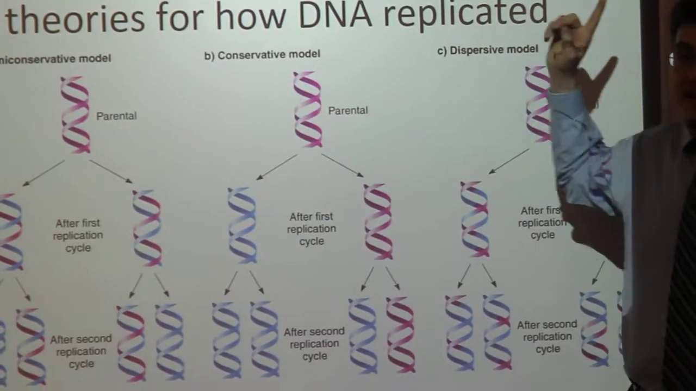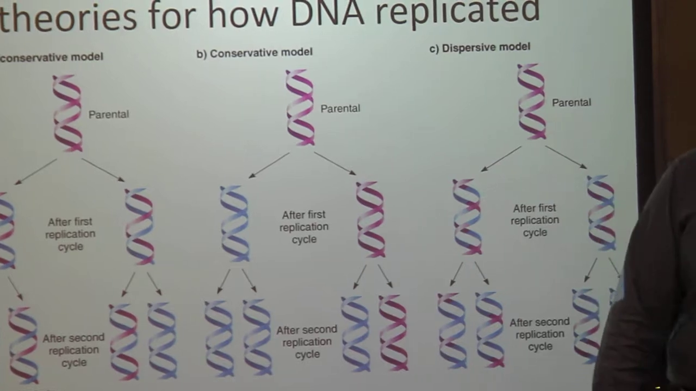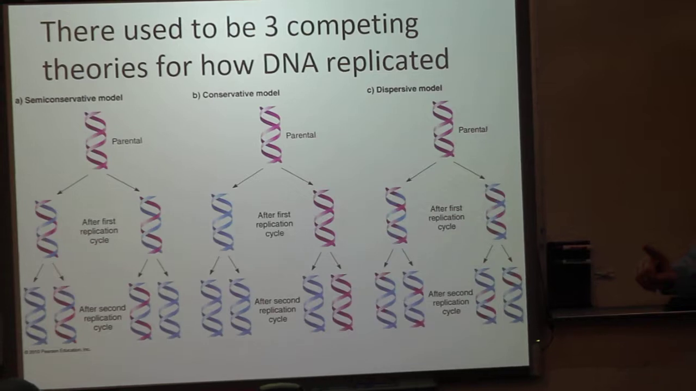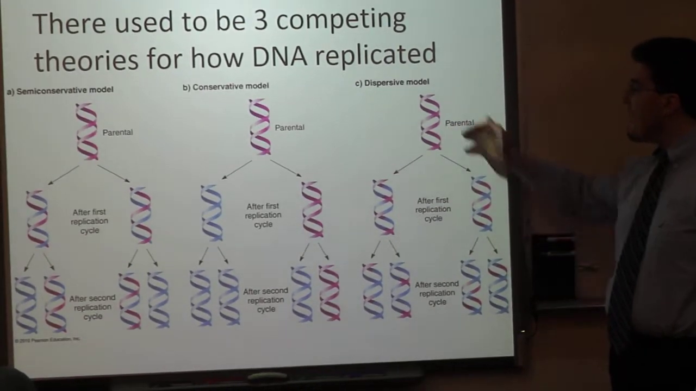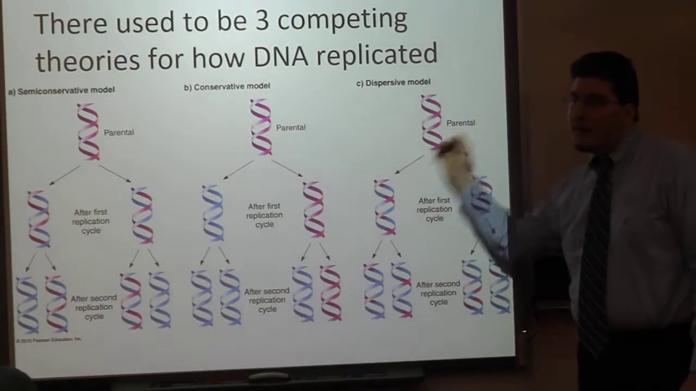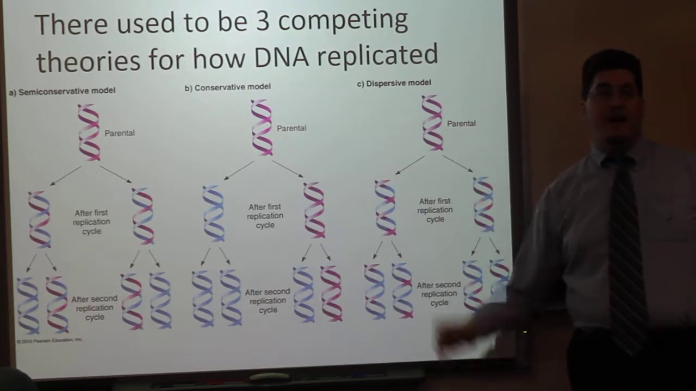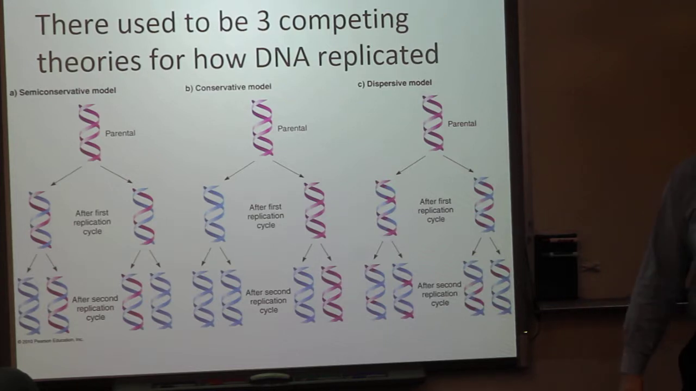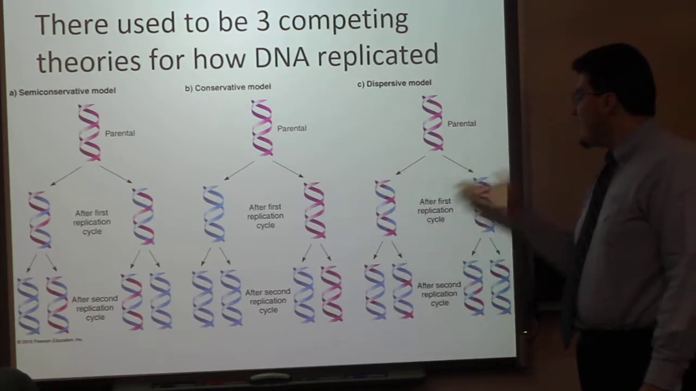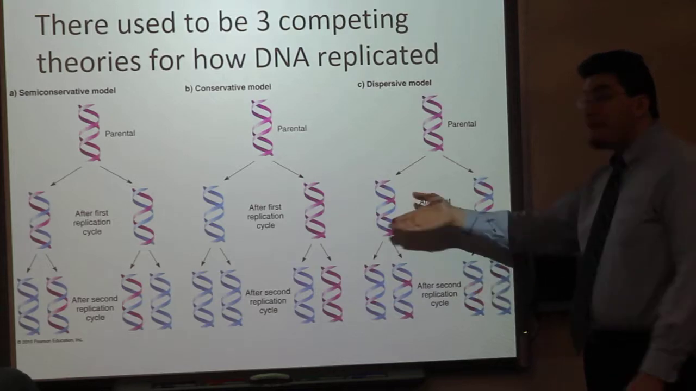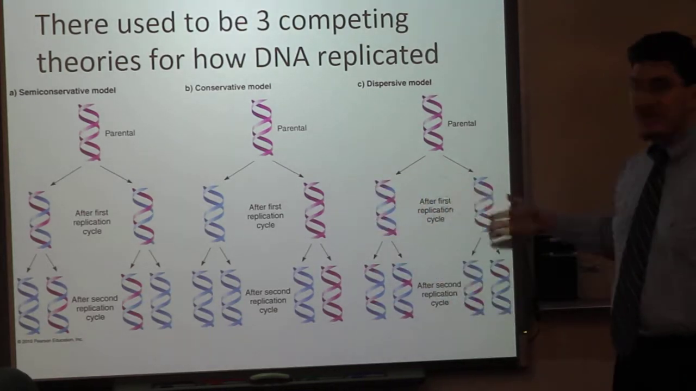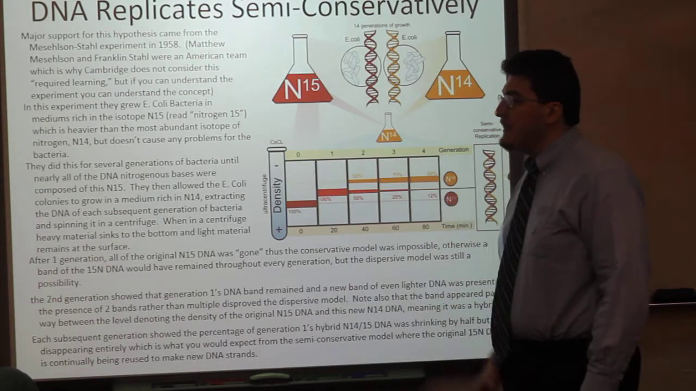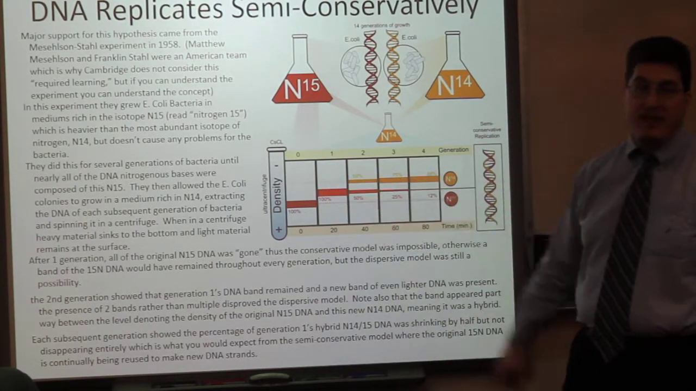So the conservative model is out in the first 20 minutes of the experiment. With the dispersive model, however, we're still not quite there yet. We have the dispersive model, the DNA of the parent is cut up into pieces and divided evenly among the offspring, and the offspring fill in the gaps for themselves. So here we have two strands that are different, but have the same density. So the dispersive model and the semi-conservative model could both fit this.